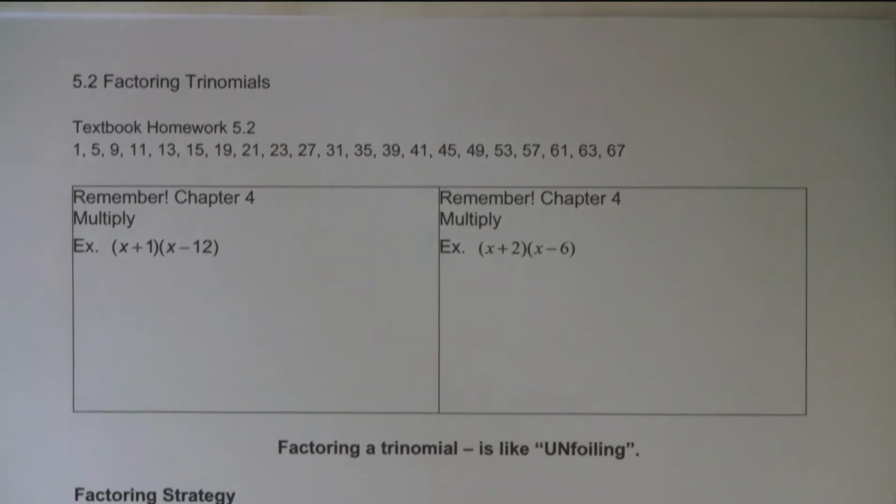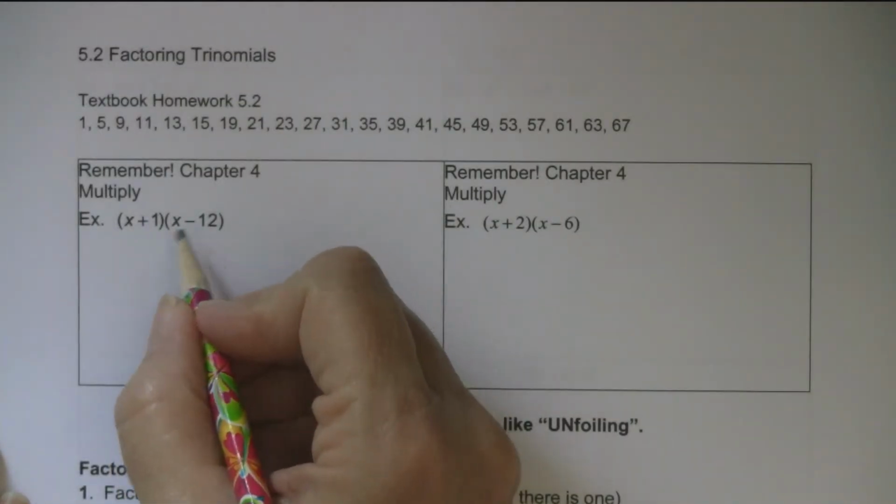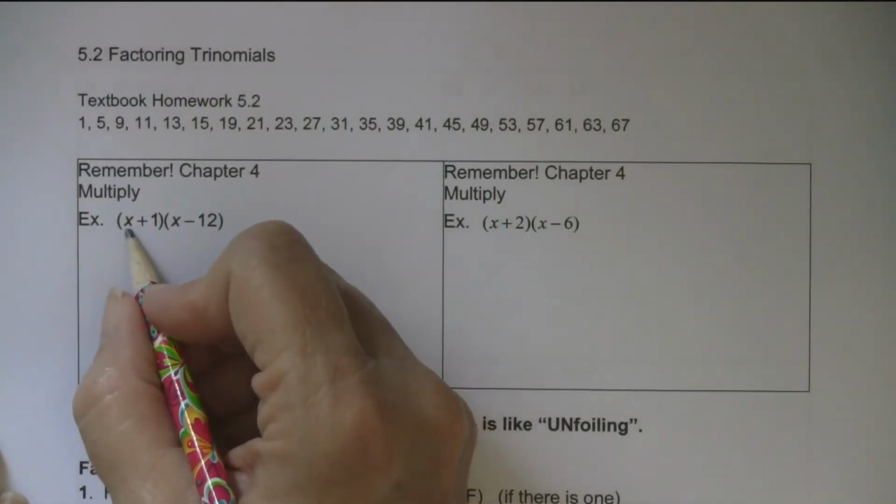And so they remind us, and this is how you're going to check to see if your answer is correct, about multiplying in chapter 4. So when we saw something like this, we FOILed, right? Remember when we were going to multiply, we FOILed.